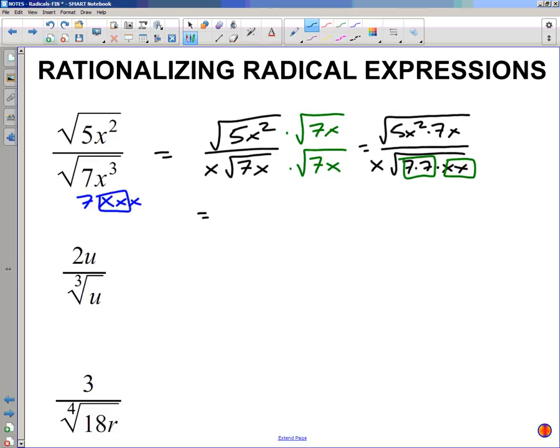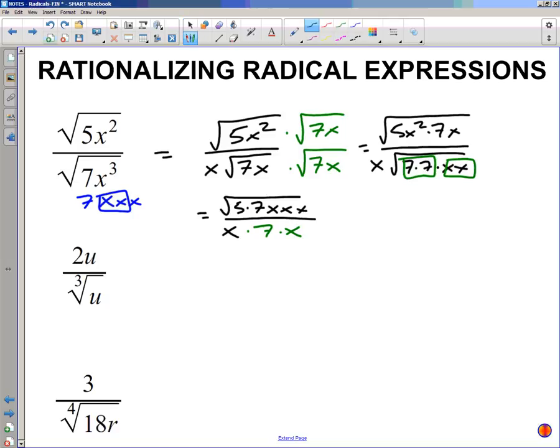So now what I've got on the top, let me write this out. I got a 5 and a 7. I'm going to write out these x's up here as well. There are 3 of them altogether on the top. On the bottom, I had an x out front to begin with, and I just brought out another 7 and another x. And there's nothing left inside of the radical, so woohoo, we've rationalized. There is no more radical in the denominator.